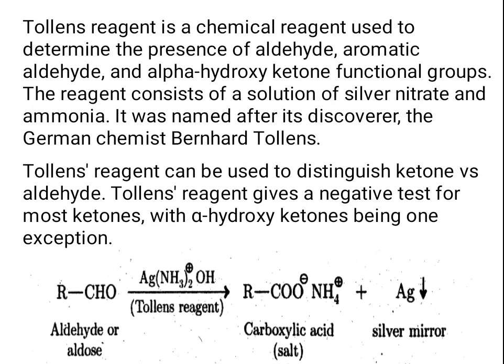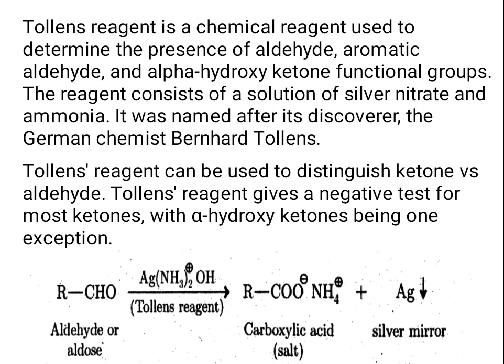Tollens reagent. Tollens reagent is a chemical reagent used to determine the presence of aldehyde, aromatic aldehyde, and alpha hydroxyketone functional groups. The reagent consists of a solution of silver nitrate and ammonia. It was named after its discoverer, the German chemist Bernhard Tollens.